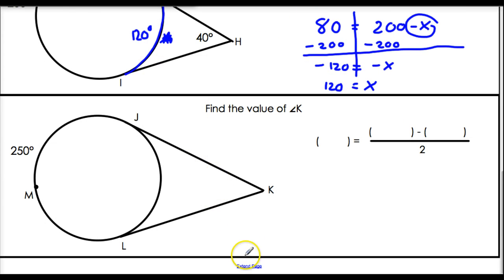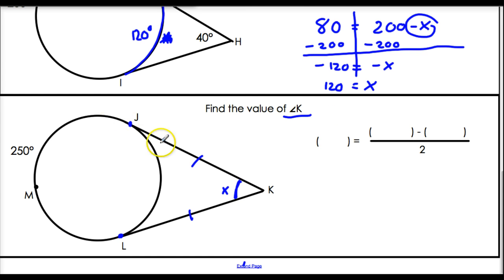Now this is our final one. What we have here is two tangents. We have JK as tangent and KL as tangent. Now you might remember these are congruent, but that has nothing to do with anything. That's just the Princess Hat theorem. That doesn't help us at all. And we want to find the value of K. That is our angle. Okay, so let's put an x there.